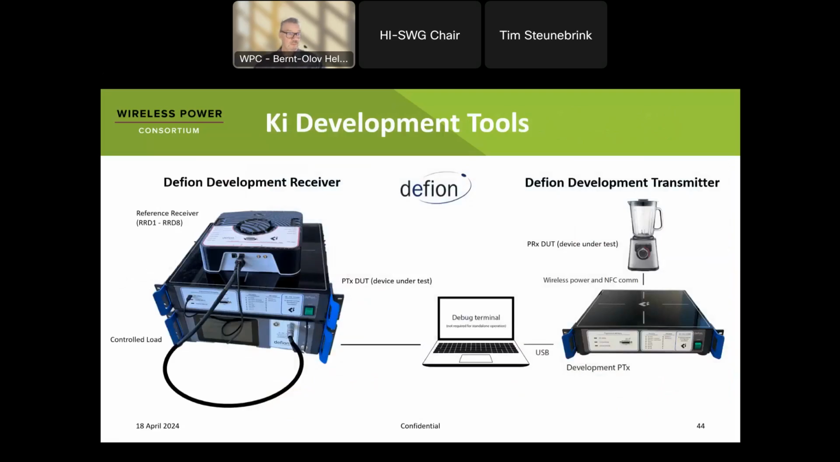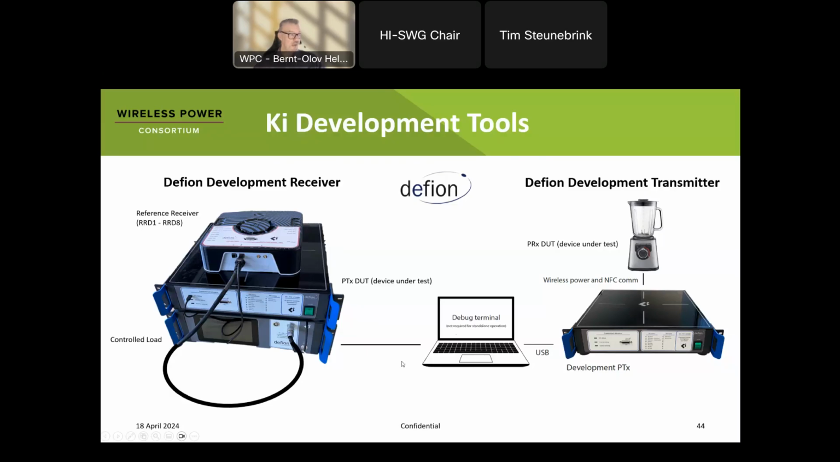So here's the development kit from Defion. We have the development power transmitter, which looks kind of like a cooktop. You have a surface of ceramic glass with a Ki logo, and then you can put the device under test or development on top and connect to a PC to get control and communicate, generate errors, all that kind of thing.